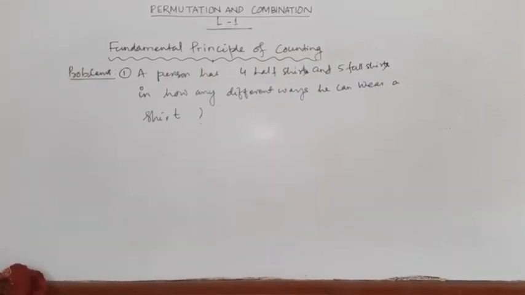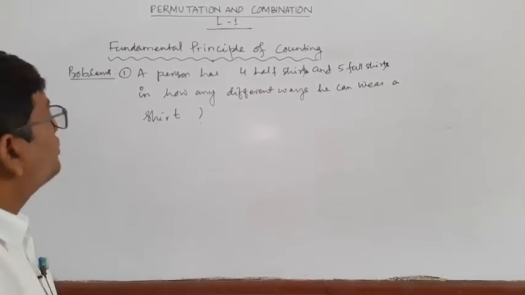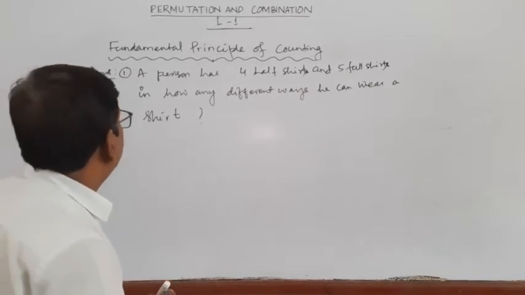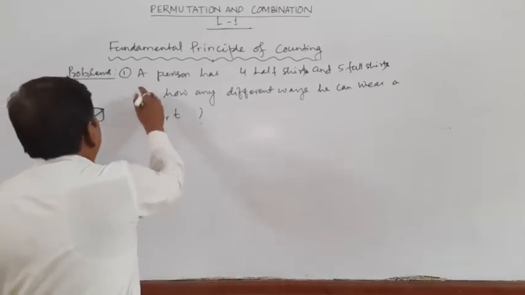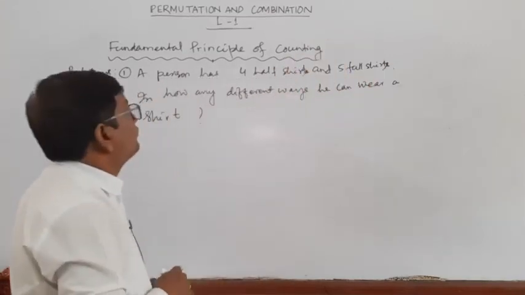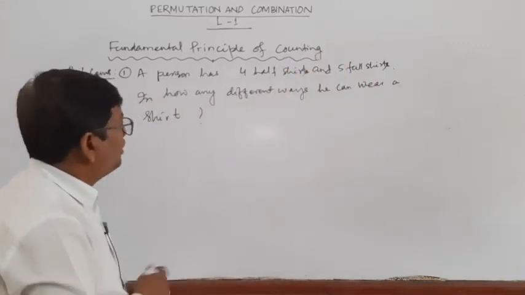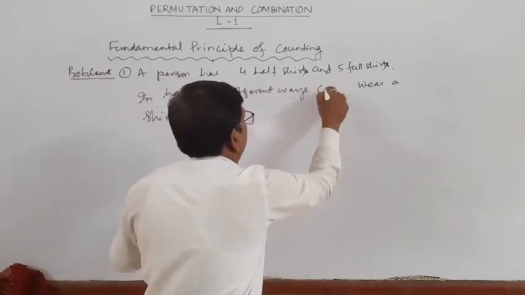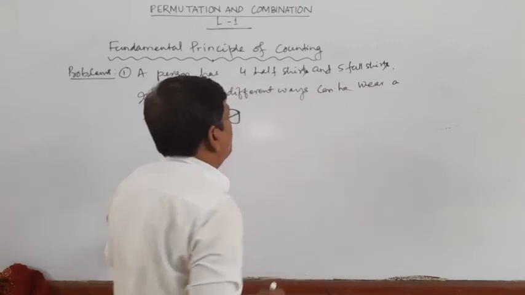A person has 4 half shirts and 5 full shirts. In how many different ways can he wear a shirt?